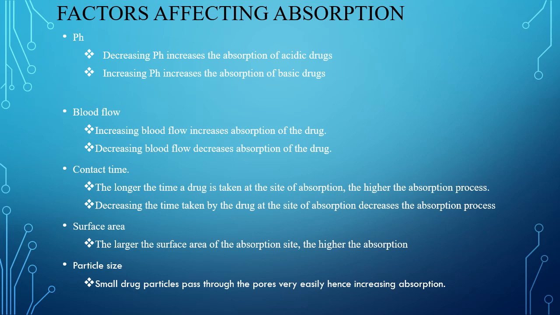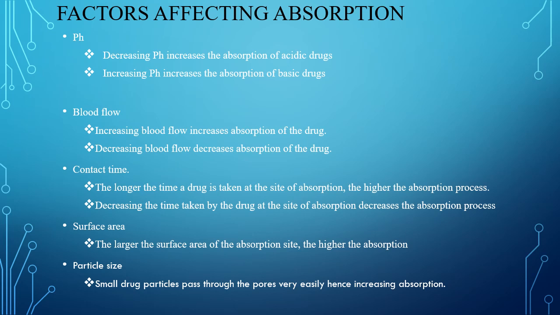Now, another very important factor is the surface area. Absorption of the drug mostly occurs in the villi. The villi are tiny hair-like projections lining the inside of the small intestine. These villi contain blood vessels that help in increasing absorption. So, diseases that destroy the villi decrease the surface area of absorption, hence decreasing absorption. The greater the surface area, the higher the rate of absorption.